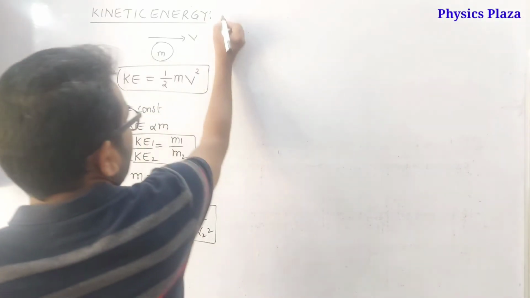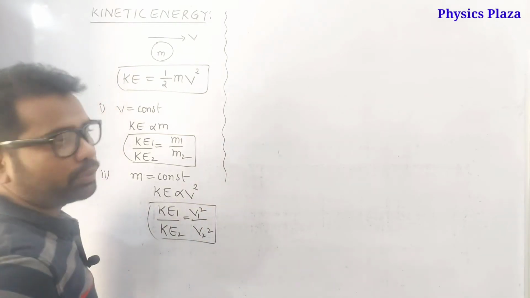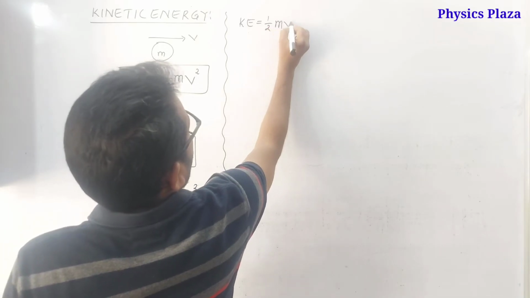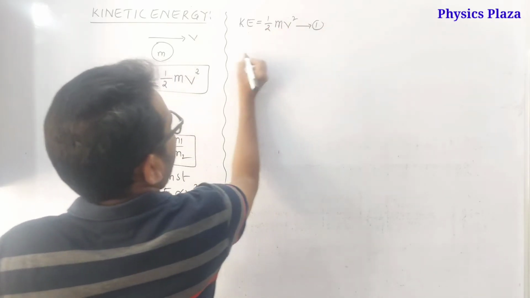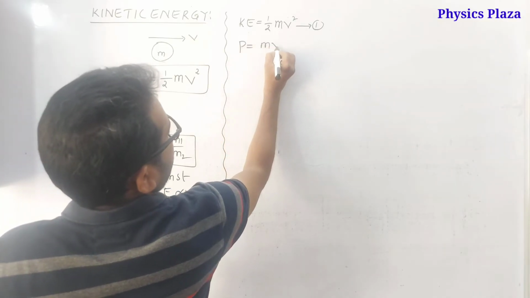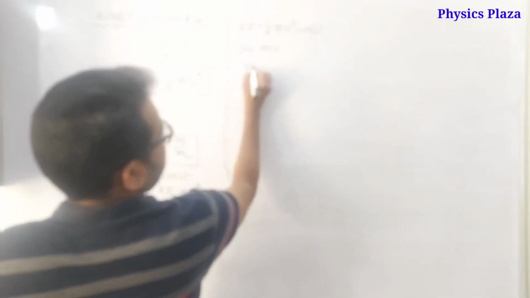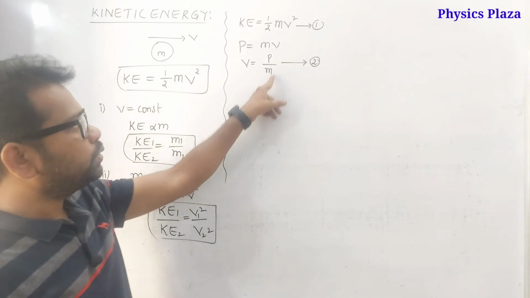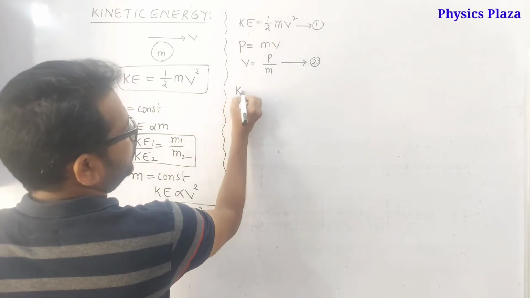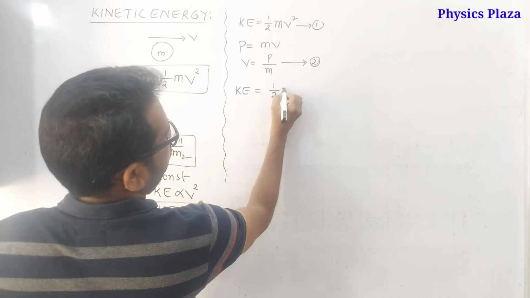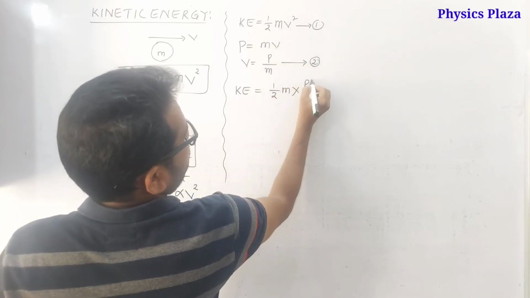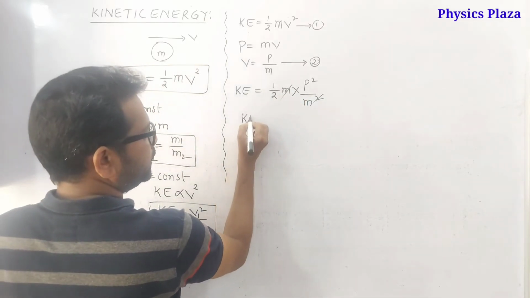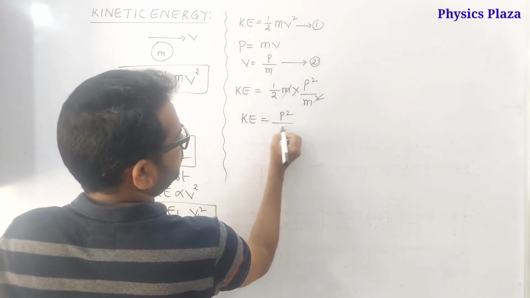Now, how it is related to linear momentum is very, very important. Children, kinetic energy is equal to half m v square, we know it. Let it be equation 1. And the linear momentum is equal to the product of mass and velocity. From this, children, we can write v is equal to linear momentum by mass. Let it be equation 2. Now put equation 2 in equation 1. Then what are we going to get? Kinetic energy is equal to half into mass into v square, which means p square by m square. One m gets cancelled. Then kinetic energy is equal to p square by 2m.